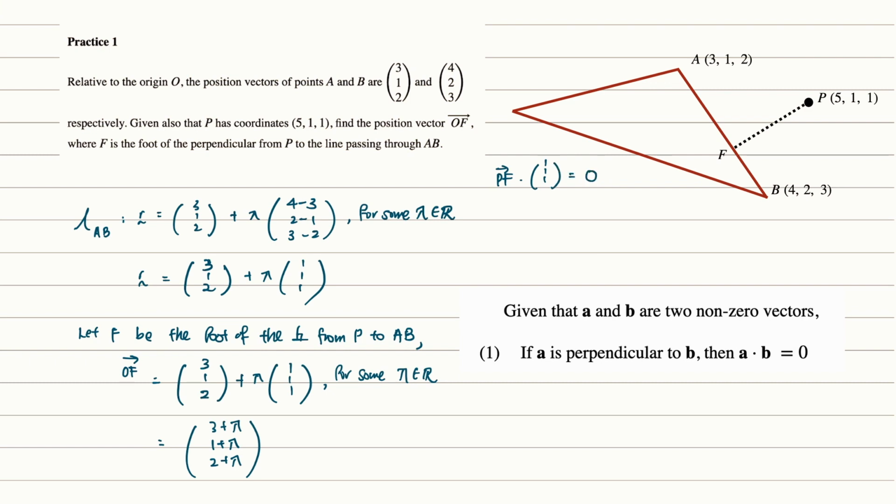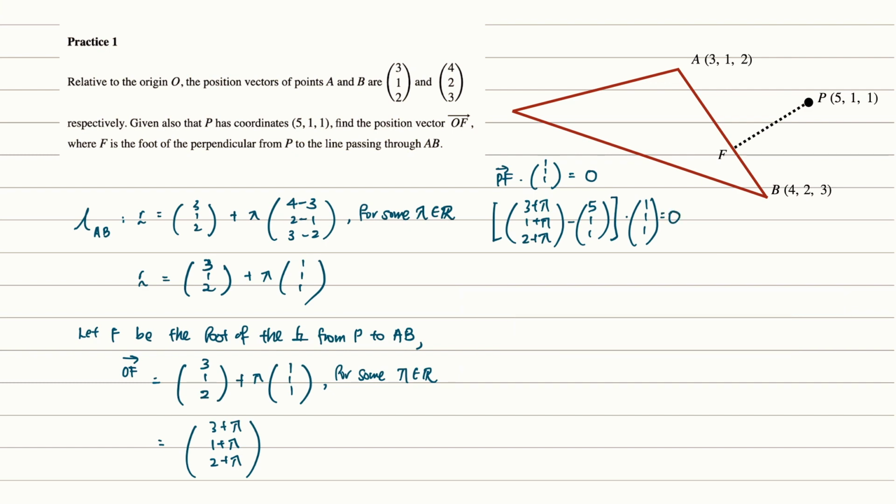Now PF is equal to OF minus OP, therefore we will have (3 plus lambda, 1 plus lambda, and 2 plus lambda) minus the coordinates of P, which is (5, 1, 1), dot the direction vector of the line passing through AB, which is (1, 1, 1), is equal to 0. Let's try to simplify this further. We will have (minus 2 plus lambda, lambda, and 1 plus lambda) dot (1, 1, 1) is equal to 0. We will then have minus 2 plus lambda, plus lambda, plus 1 plus lambda equal to 0.